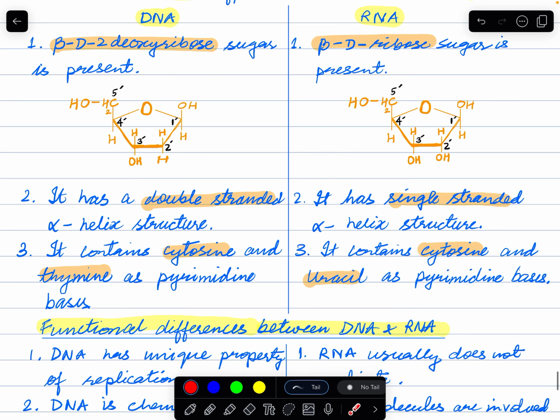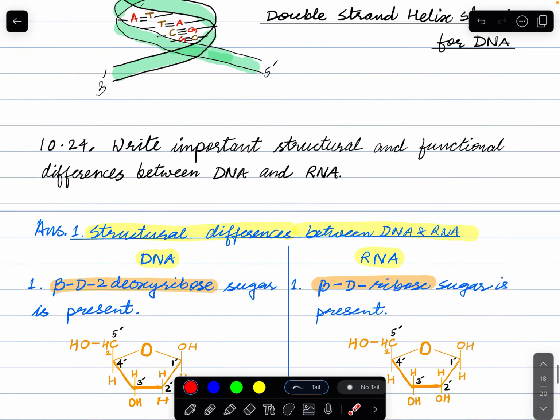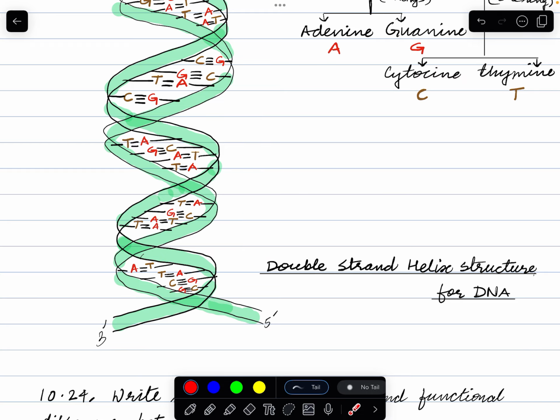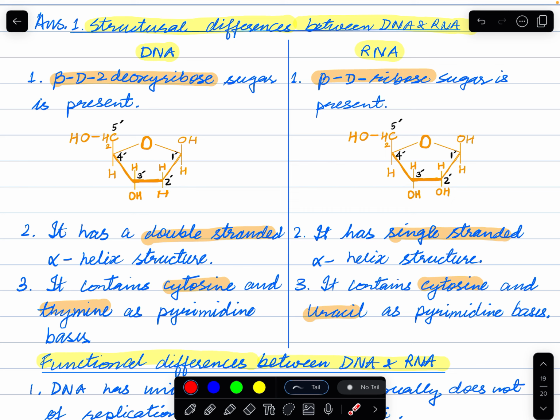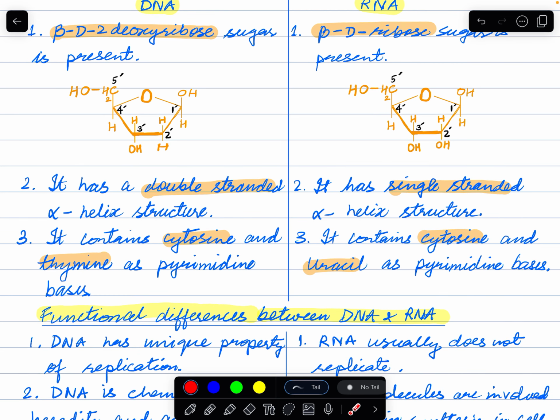Okay. Now DNA has got a double stranded helix structure. This structure we have already discussed here. This is double stranded. We have two polynucleotide chains wound around each other, while RNA has got a single stranded structure. That is, only one strand of polynucleotide is there. Now DNA contains two pyrimidines, and these pyrimidines are cytosine and thymine. We have already discussed. But in case of RNA, one pyrimidine is the same as DNA, cytosine, but the other one is uracil. Okay.